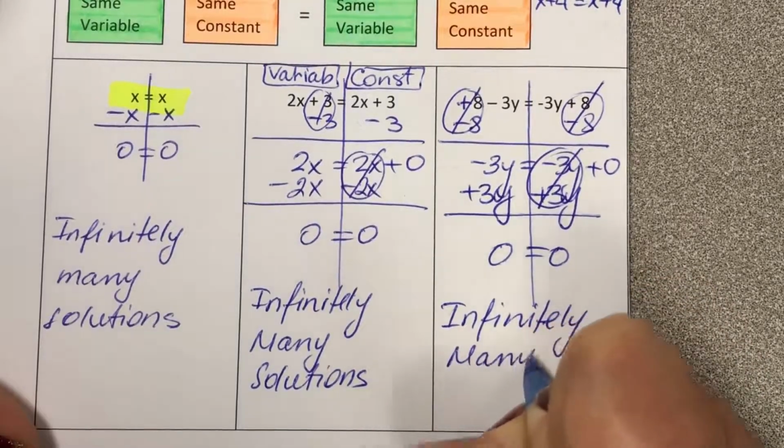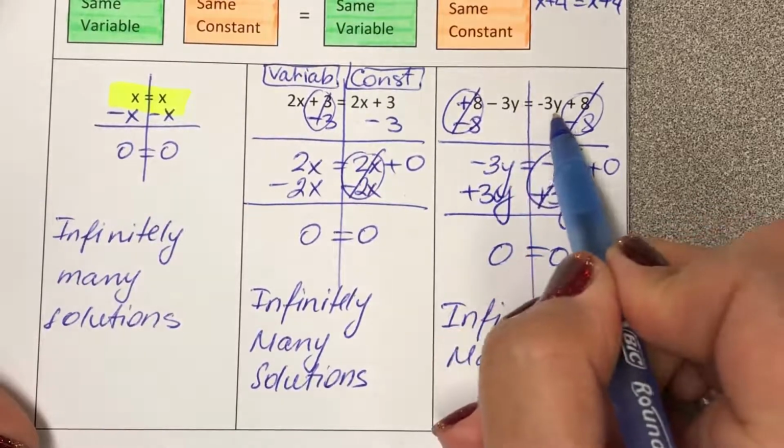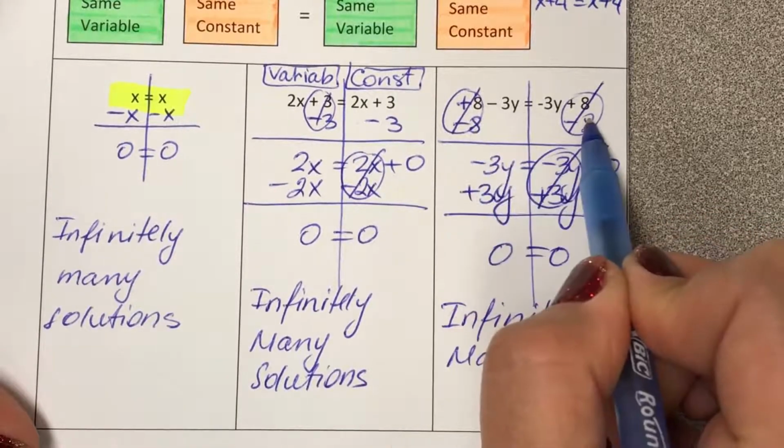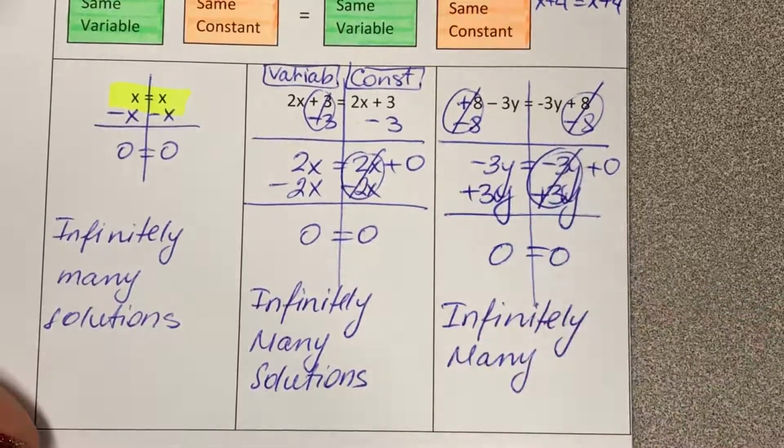That results in our answer that any value of y will make a true statement in this equation, because both sides of the equation are in complete balance. Any y value will work. Any means infinitely many.